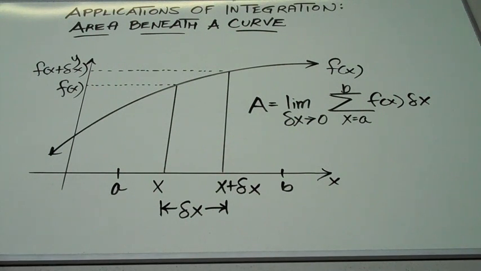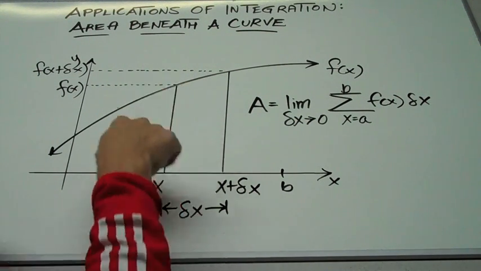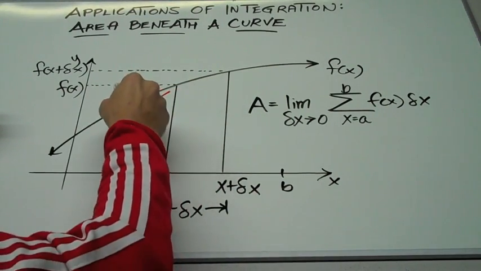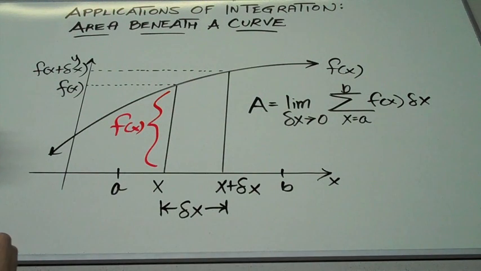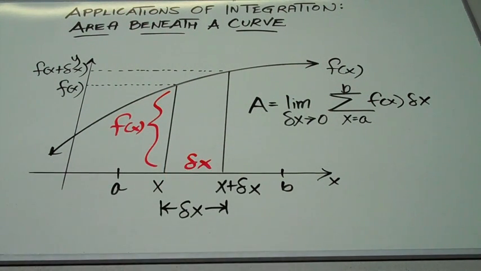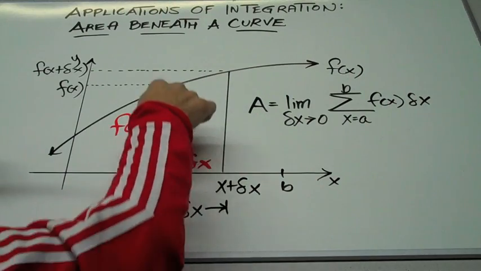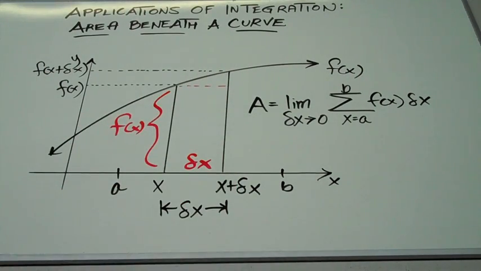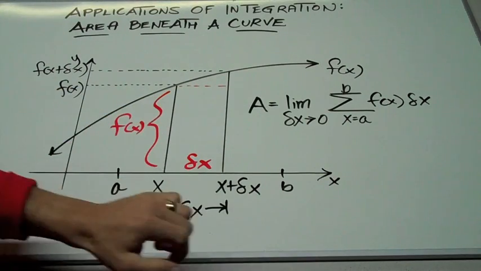Well, if I'm looking at all of these rectangles and I take the lower rectangles, meaning I go over x and up f of x, then my height here is f of x. And my width of the rectangle here is dx. So if I want the area of this one particular rectangle, that rectangle there is going to be f of x times dx.